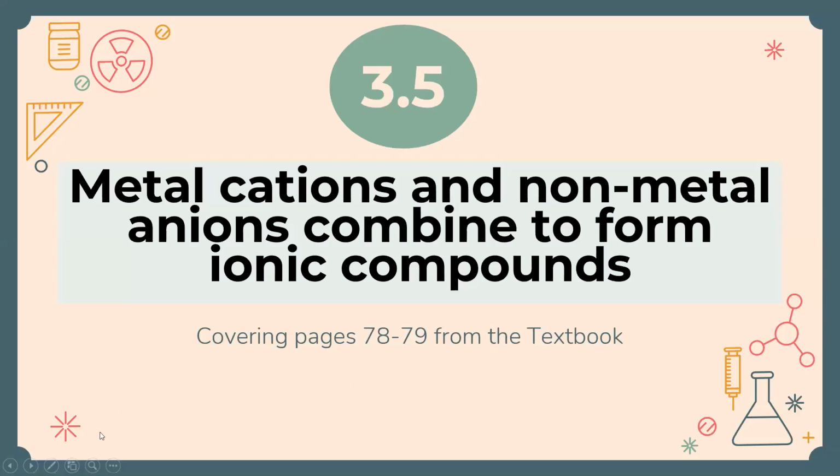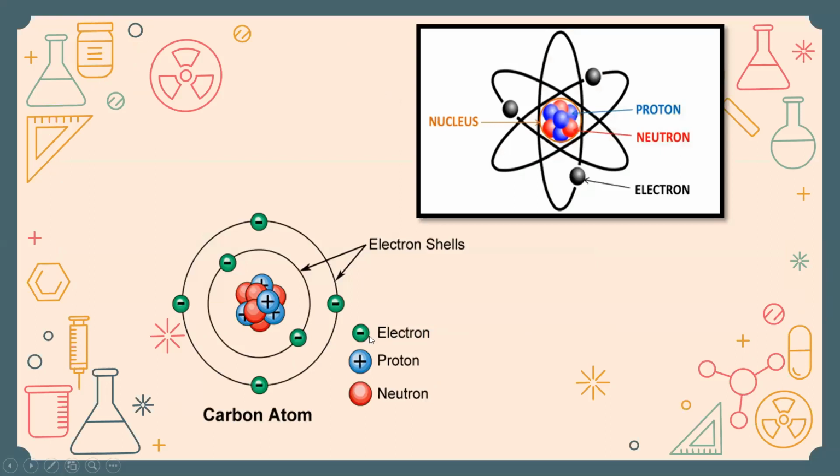Yeah, so today we're starting with 3.5. Just before we look at what valency is and what the valency of an element is, we have to recap the different charges of the different components of an atom. Obviously we've got our proton. Our proton is positively charged. That's important to know when we talk about cations, because cations are positively charged.